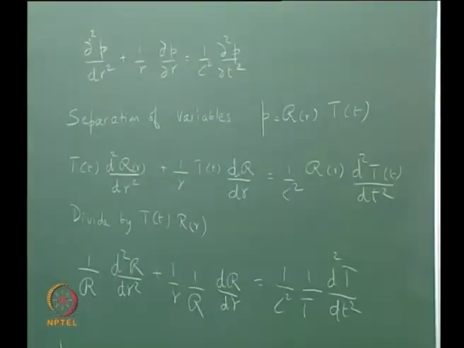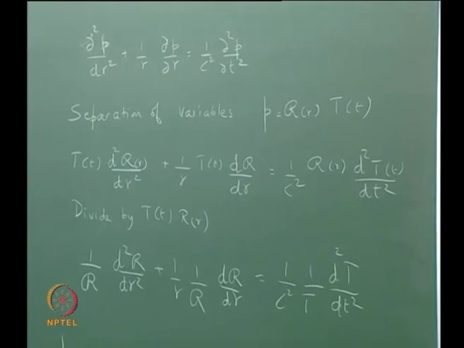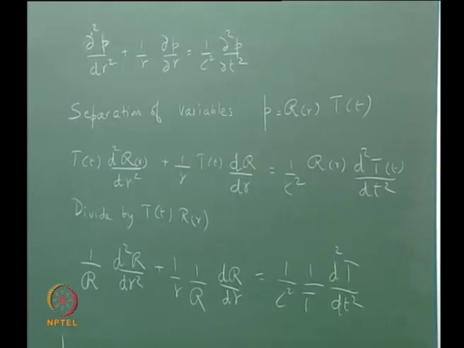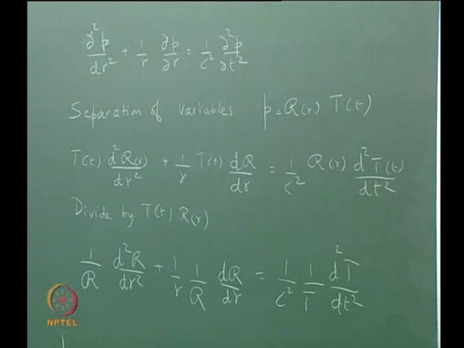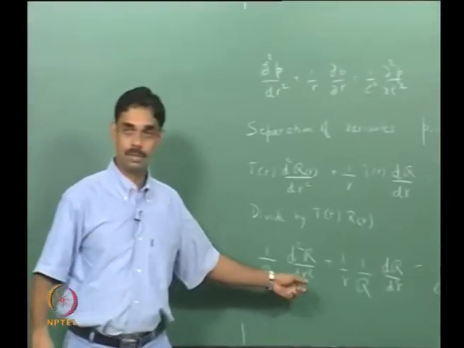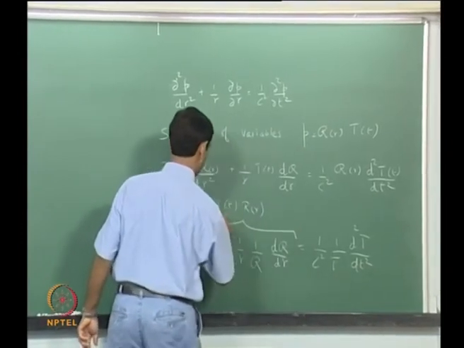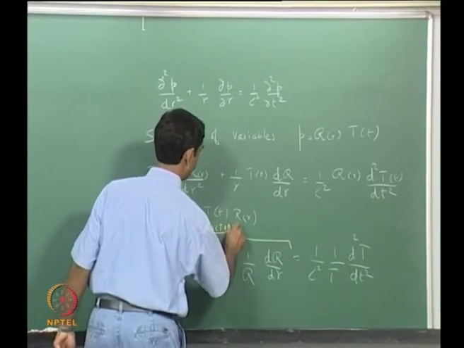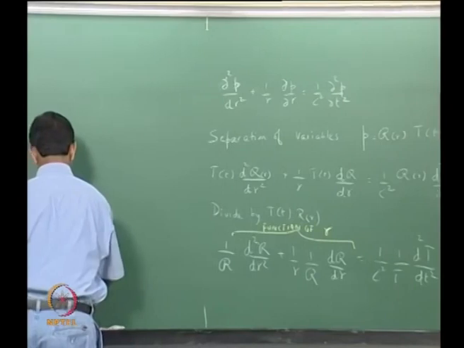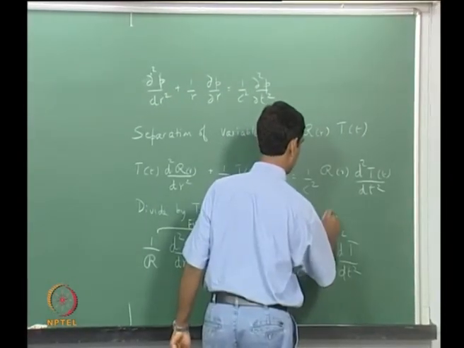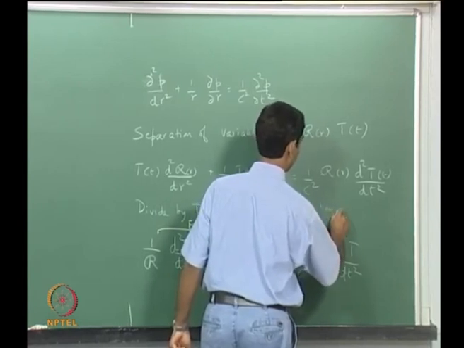Okay? So while you write, I will erase the board. So what do you observe from this? The left hand side is actually a function only of r, and the right hand side is a function of time.